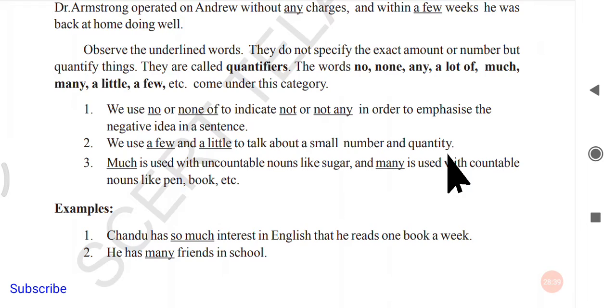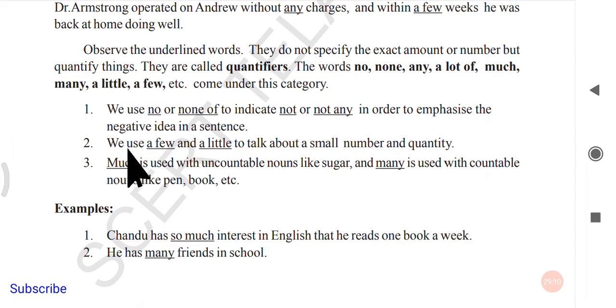Okay, so for example, it is just like medium. If we measure these three points on a scale, no or none is at 0, completely negative. Few, a little, in the sense like 5. And we have the third one, much is used with uncountable nouns like sugar, and many is used with countable nouns like pen, book. So much and many are just like number 10. So you measure this on the scale like that.